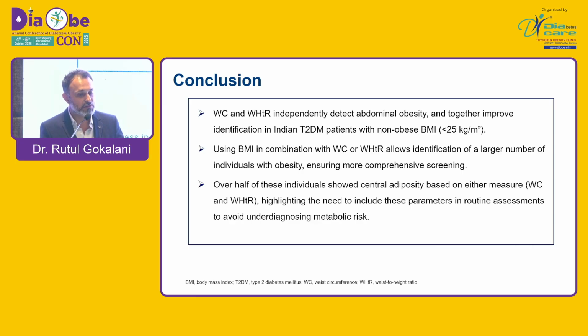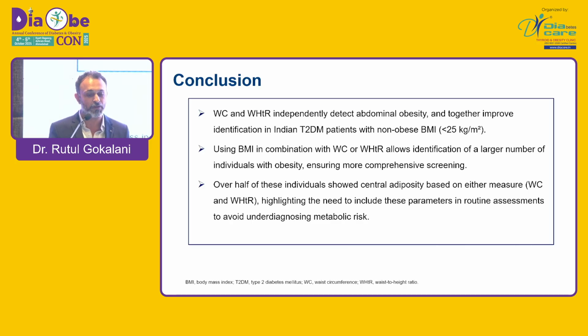Waist circumference and waist to height ratio independently detect abdominal obesity and together improve identification in type 2 diabetic patients with non-obese BMI. For example, I have a BMI of 24.5 right now, and still I have grade 1 fatty liver. It is so common in our Indian patients. Even though I do regular exercise, follow diet strictly, and do intermittent fasting irregularly, I still have grade 1 fatty liver.